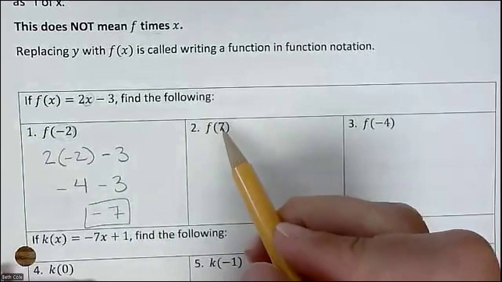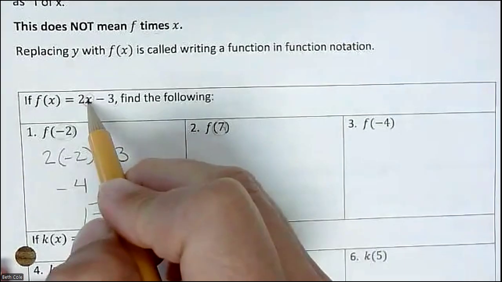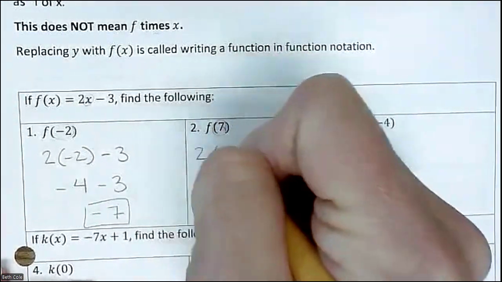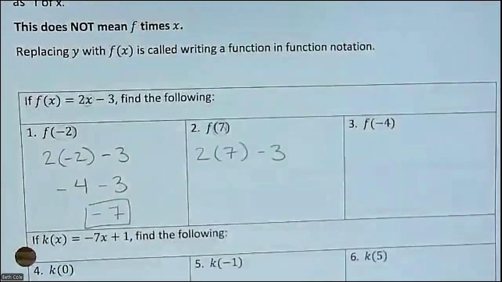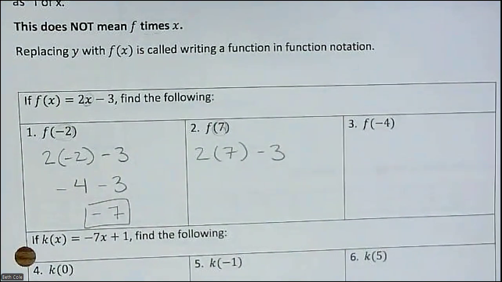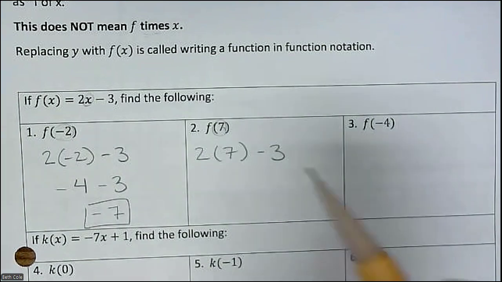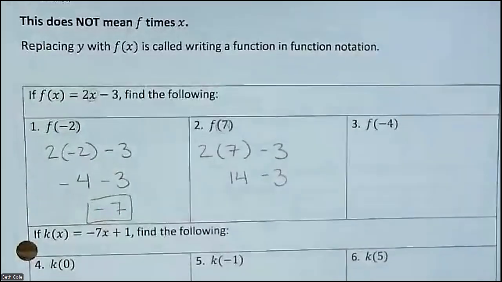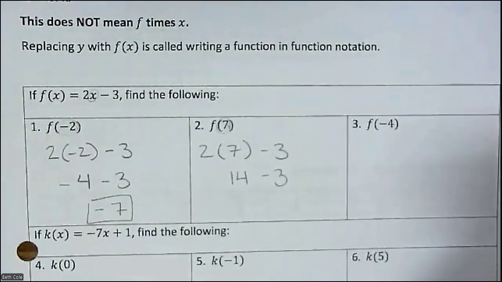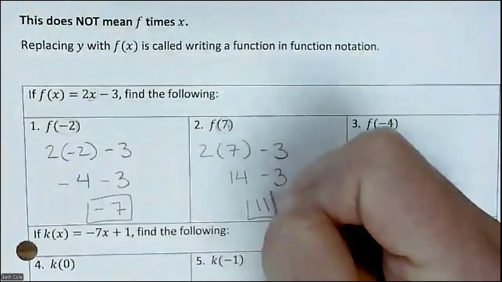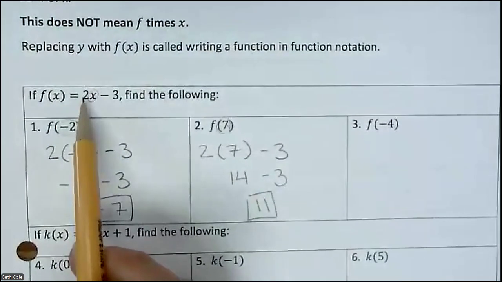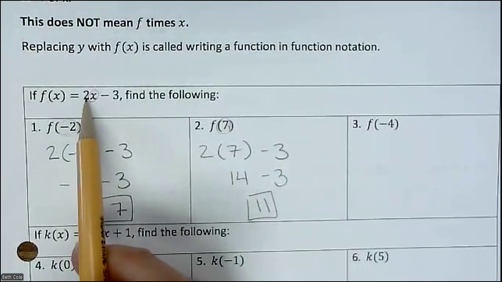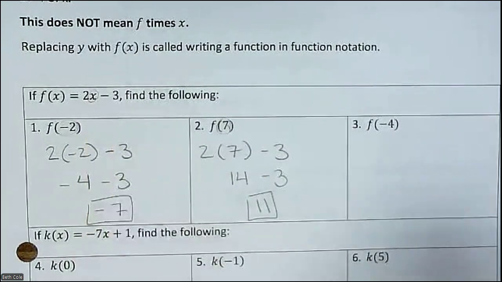All right, so this one, you're going to do f of 7. You're going to take out the x and replace it with 7 and give it a hug when you plug it in. And again, you're allowed a calculator, but I just want to see who knows their times tables. 2 times 7, 14. Minus 3 is 11. Now, I heard somebody say, where did we get the 2? It's right here. It's part of the equation. 2x minus 3.